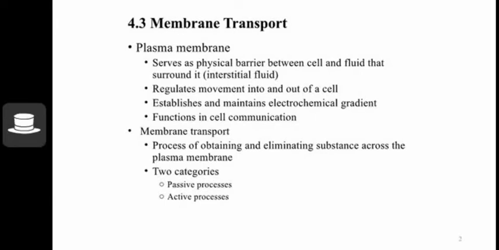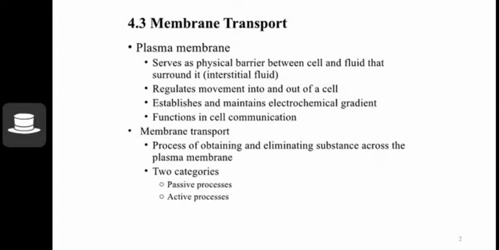So remember, the plasma membrane serves as a physical barrier between the cell and basically the rest of the universe. It regulates the movement in and out of the cell, establishes an electrochemical gradient, which we're going to go into in detail in the next couple of weeks, helps with cell communication, and it's critical to transport.